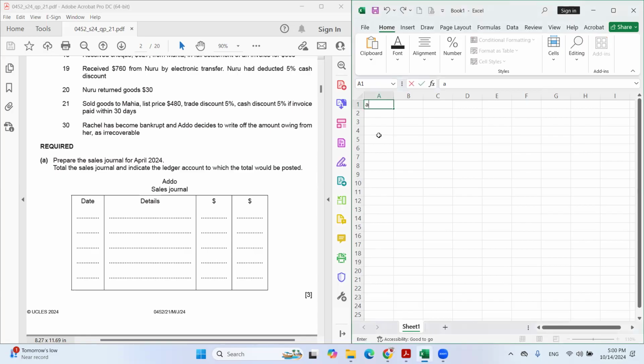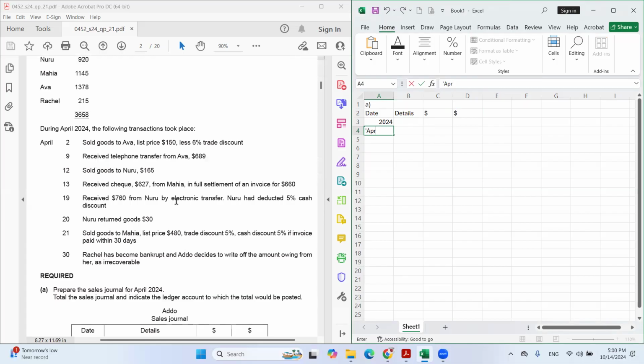So for your A, because you only have credit sales, whenever you see sales to somebody, you take note of it. Okay, so date, detail, and dollar. The year is 2024, April. Let's see what the first entry is.